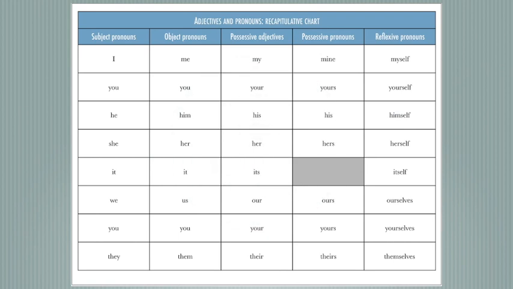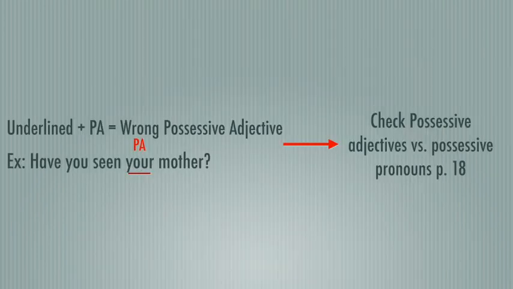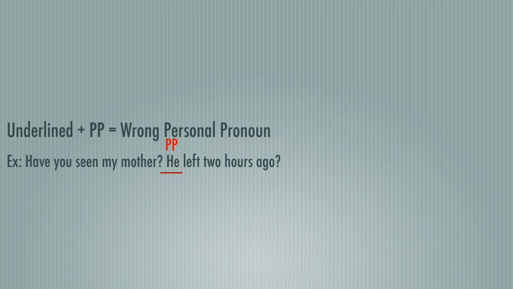And also you can go on page 20 to have a summary of all of that that you can use, and you can have it next to you each time you write. So in this context, have you seen your mother? Have you seen her mother? Okay, depending on the context, you would have to use her. Then underline plus PP is the wrong personal pronoun. So have you seen my mother?